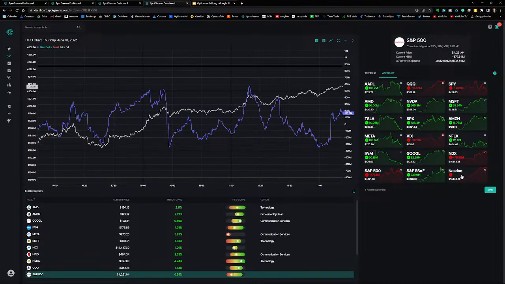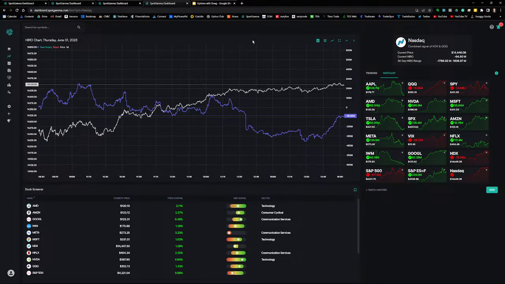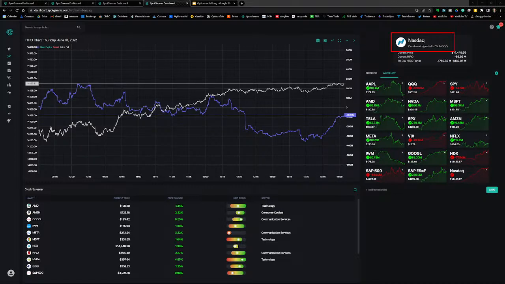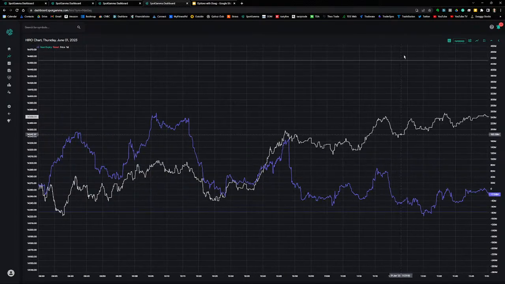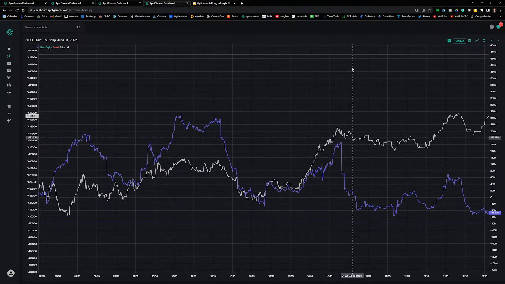All right, let's take a look at NASDAQ now. And just like the S&P 500, this is a combined signal for NDX and QQQ. And again, the components are QQQ and NDX. And let's take a look at this closer. So this is somewhat like the S&P 500, pretty similar setups.